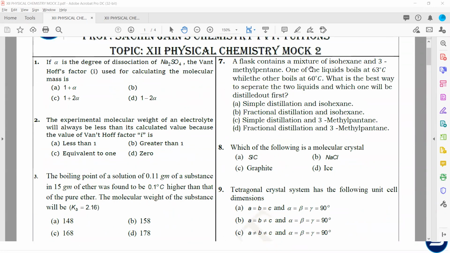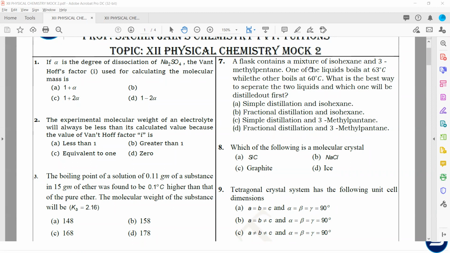Seventh, a flask contains a mixture of isohexane and 3-methyl pentane. One of the liquids boils at 63 degrees Celsius while the other boils at 60 degrees Celsius. What is the best way to separate the two liquids and which one will be distilled out first? So first of all, which is the method to separate them? Simple. Fractional distillation. It is of course fractional distillation because the difference in the boiling point is lesser.